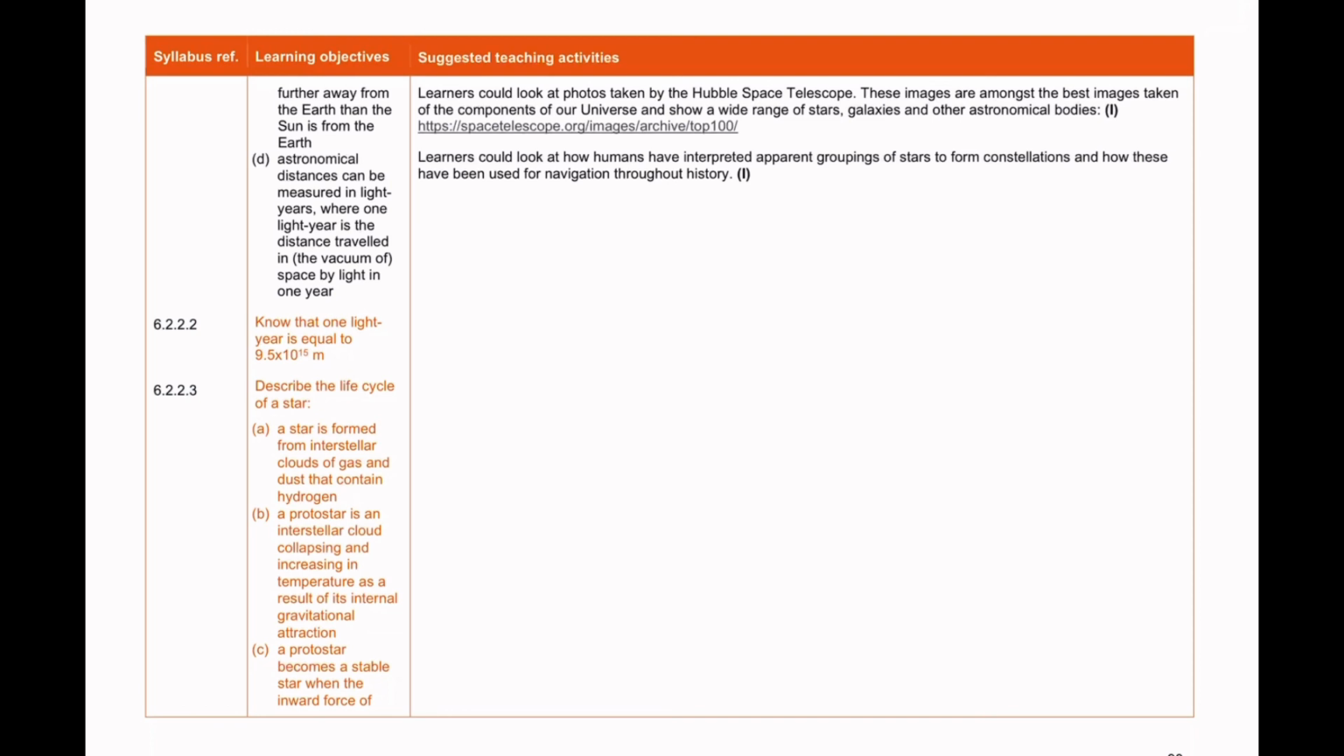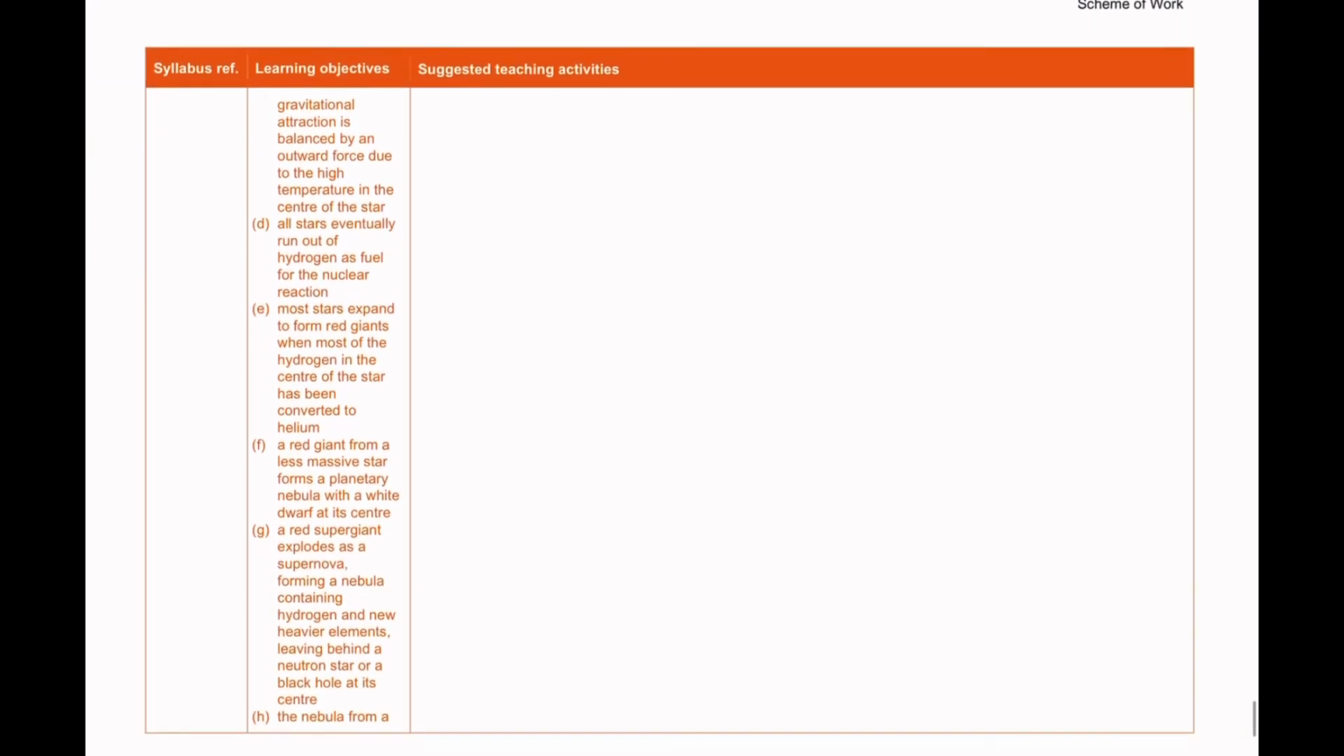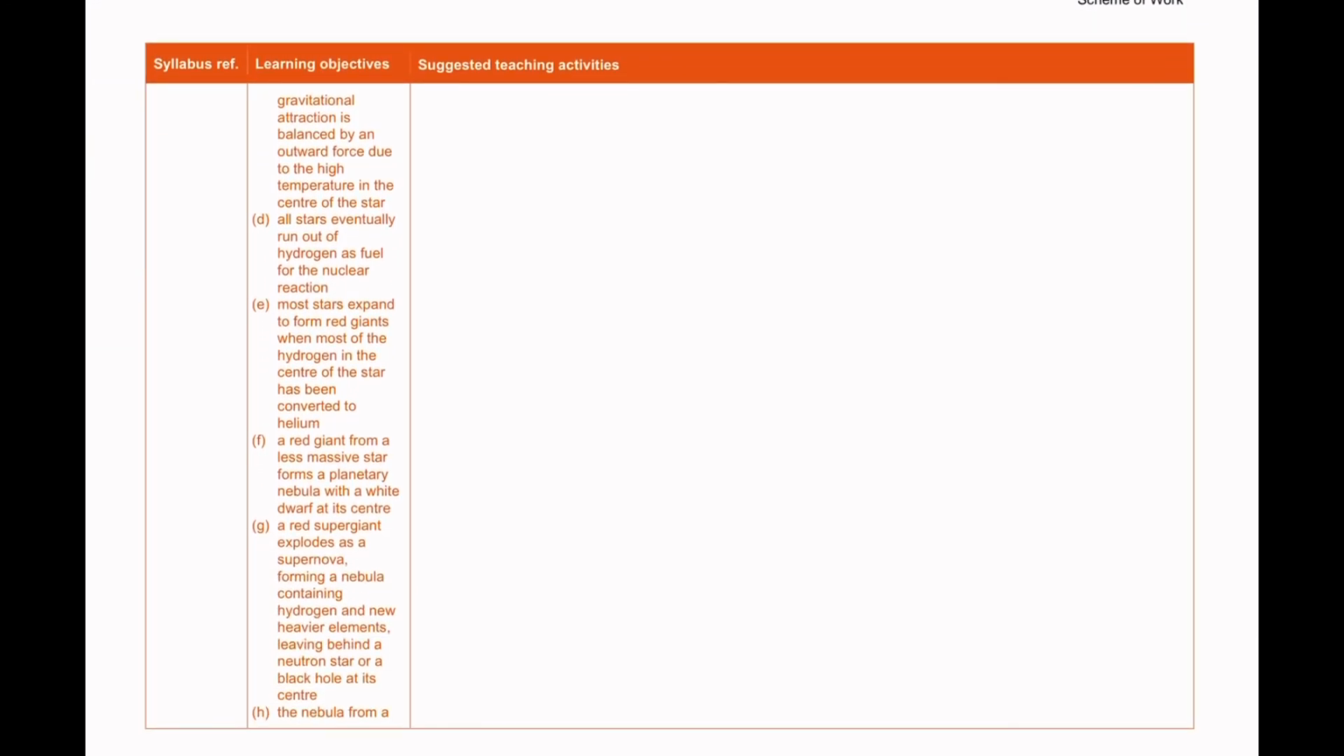Describe the life cycle of a star. A. A star is formed from interstellar clouds of gas and dust that contain hydrogen. B. A protostar is an interstellar cloud collapsing and increasing in temperature as a result of its internal gravitational attraction. C. A protostar becomes a stable star when the inward force of gravitational attraction is balanced by an outward force due to the high temperature in the center of the star.